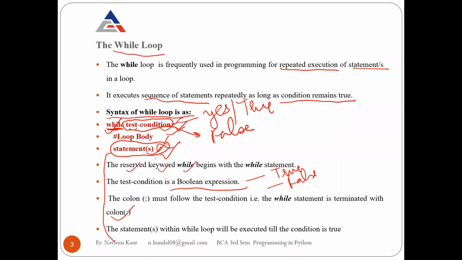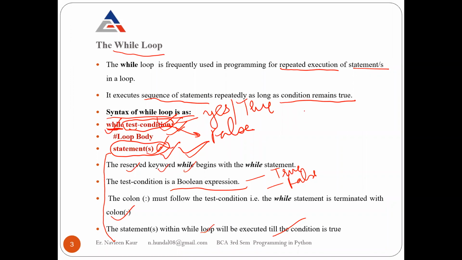And the statements that you write within the while loop will execute till the condition is true. It means till your condition comes out to be true, these statements run. Again, the condition is checked. Again, the condition is true, statements run.